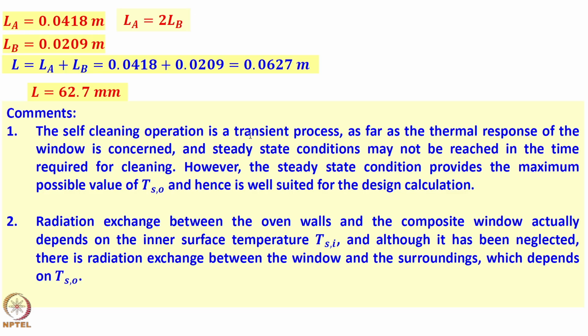You will get the total thickness of the window is 62.7 millimeter. Okay. And what is important are these brief comments. The self cleaning oven operation is a transient process. So, steady state conditions may not be reached in the time required. However, steady state operation provides the maximum value of TSO, and hence our design is going to be based on that. Okay. Radiation exchange between the walls in the composite window depends on the inner surface temperature.